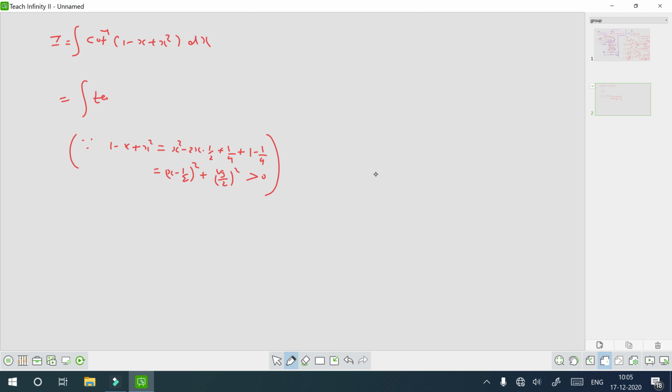So here we can write tan inverse of 1 minus x plus x square. You can convert it into tan. Here we need to give this reason.